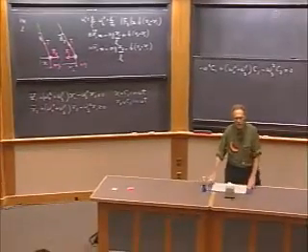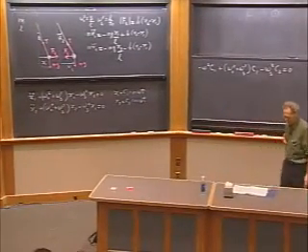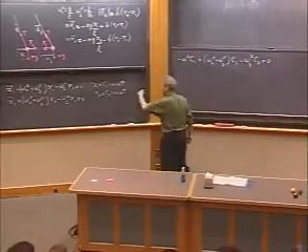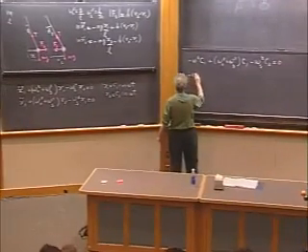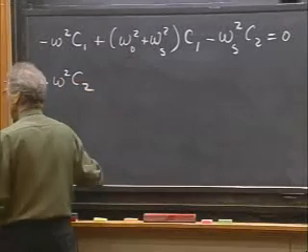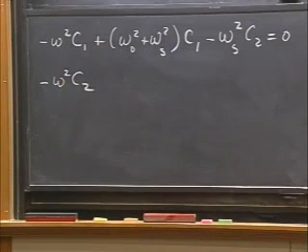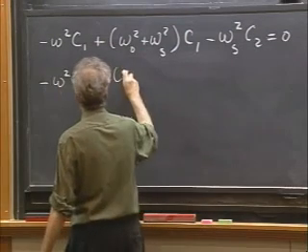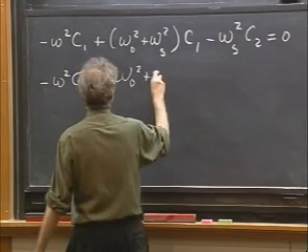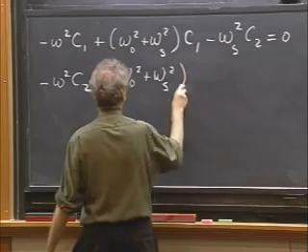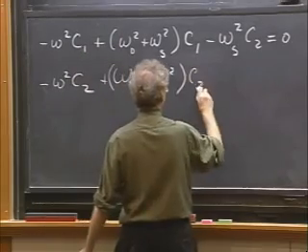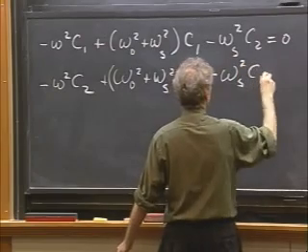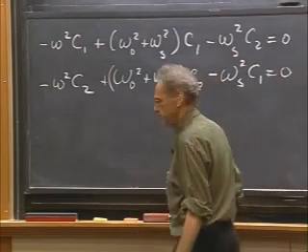Yeah? Am I going too fast? Beautiful. So I go to the second one. The second one has x2 double dot, so I also get a minus omega squared times c2. And then here I get a c2, so I get plus omega 0 squared plus omega s squared times c2. And then I get minus omega s squared times c1 equals 0.